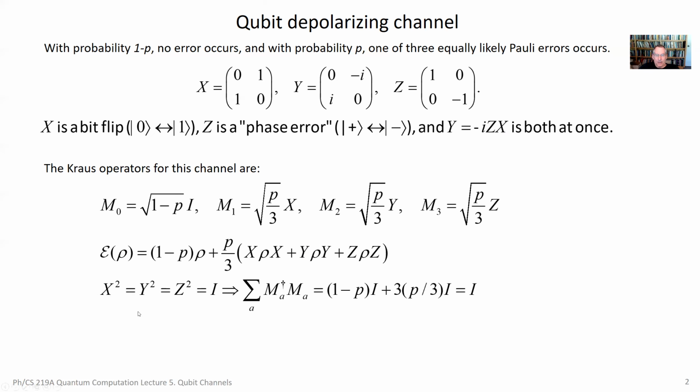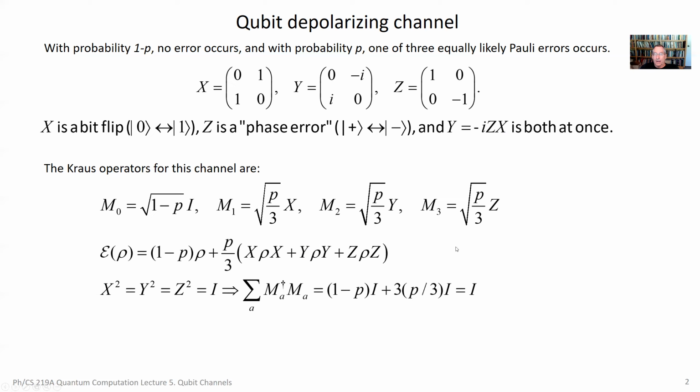So I have M0 rho M0, and M0 is proportional to I. So that just gives me 1 minus p times rho, the input density operator. And then I have M1 rho M1, M2 rho M2, and M3 rho M3. So each one of those will be proportional to p over 3, the probability of the corresponding error. And then I get the sum of X rho X, that means an X error occurs on the state, Y rho Y, a Y error, and Z rho Z.